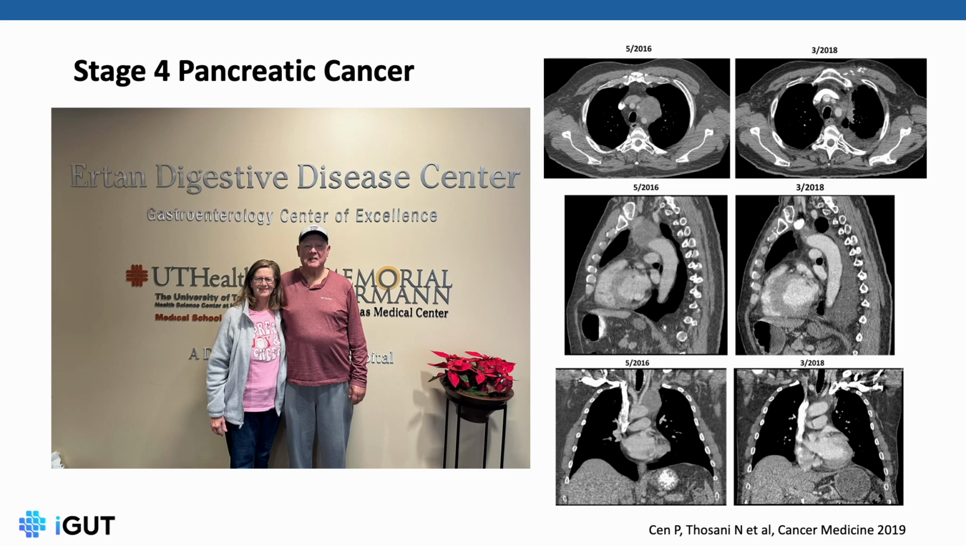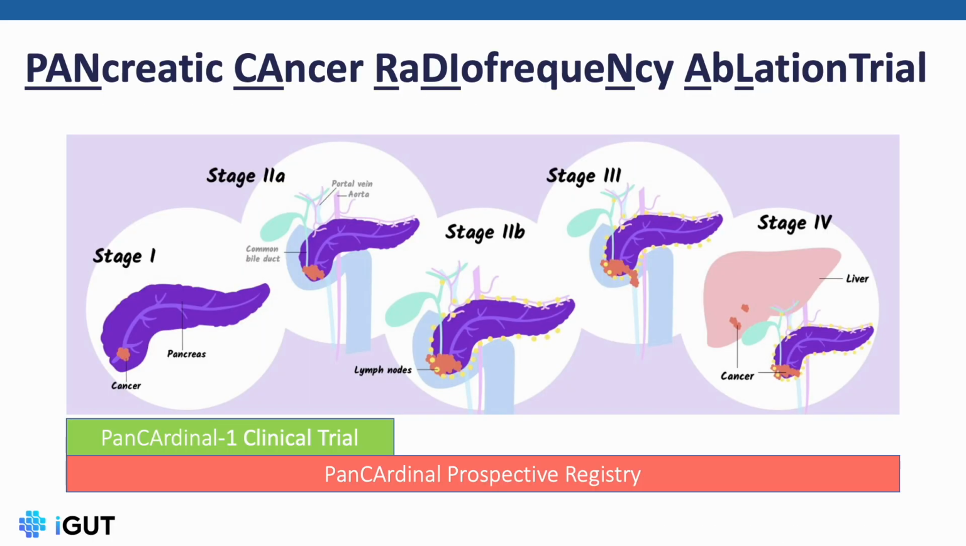We subsequently have done a lot of mice experiments trying to figure out how RFA changes the tumor microenvironment, and how we can leverage RFA-induced immunomodulation. And at that point, we started 2 clinical trials, what we call the Pan-Cardinal trial. The first trial focuses on resectable cancer, where we do RFA along with neoadjuvant chemotherapy in a very structured, standardized protocol. This is an NIH-funded study.